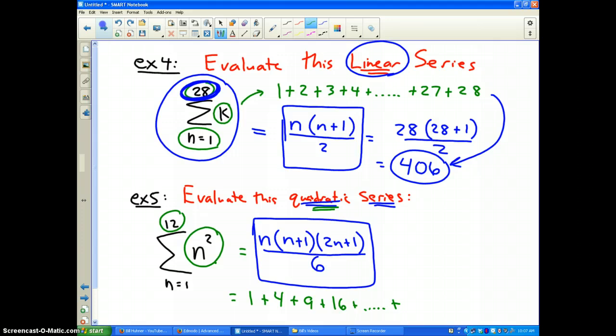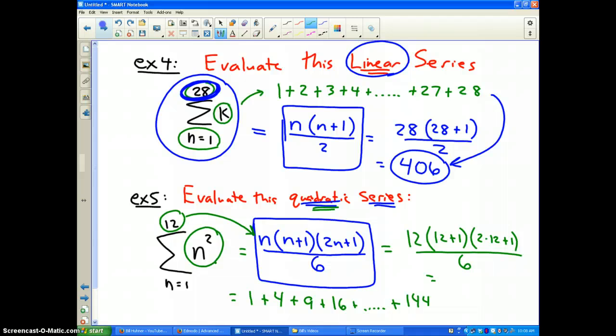Our highest number is 12. 12 squared is 144. I want to add all those numbers together. Well, to do that, I use the formula in the blue box. And n is the highest number at the top of the summation symbol, which is 12. So I put 12 in for n, and then 12 plus 1, and then 2 times 12 plus 1, the whole thing divided by 6.